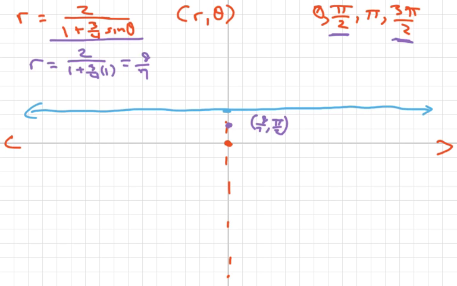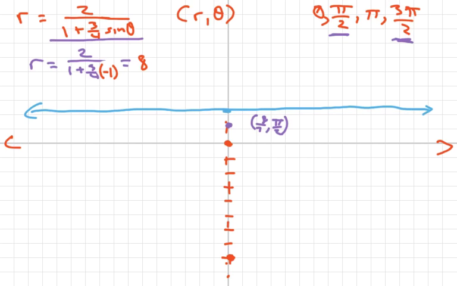Alright, now let's do 3 pi over 2. Sine of 3 pi over 2 is -1. So I plug in a -1 here. And that's going to yield 8 when you simplify. So we go down, this is the axis for 3 pi over 2, and go down 8. So 1, 2, 3, 4, 5, 6, 7, 8. So there's your other vertex.